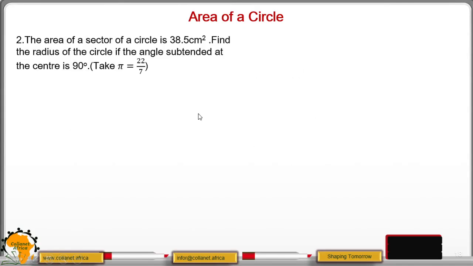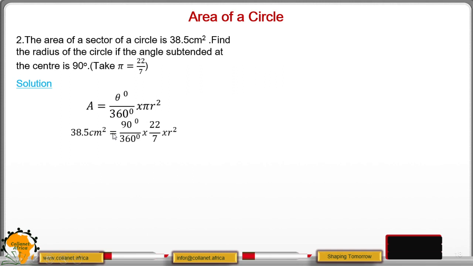We still have another example. The area of a sector of a circle is 35.5 centimeter squared. Find the radius of the circle if the angle subtended at the center is 90 degrees. So we proceed as follows. We first of all write our formula.